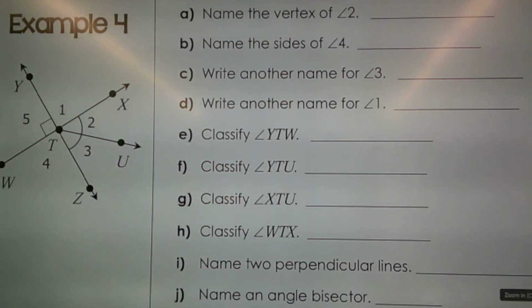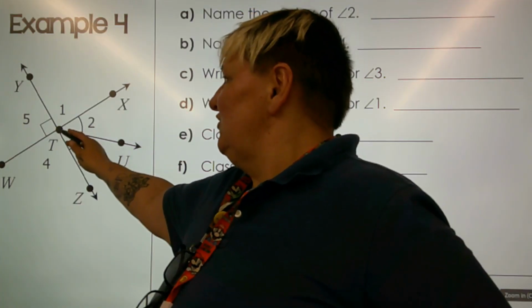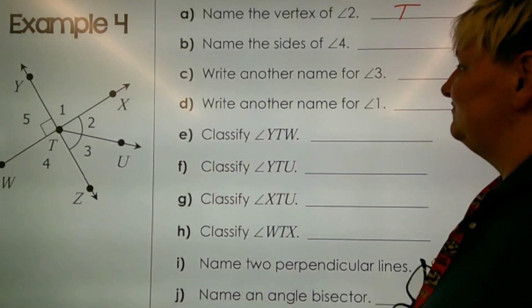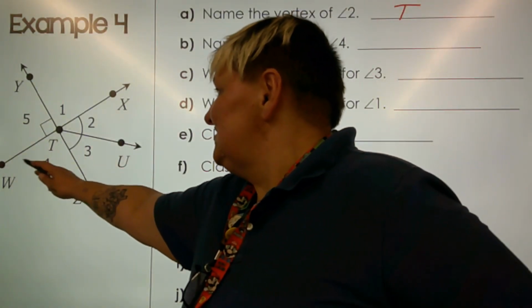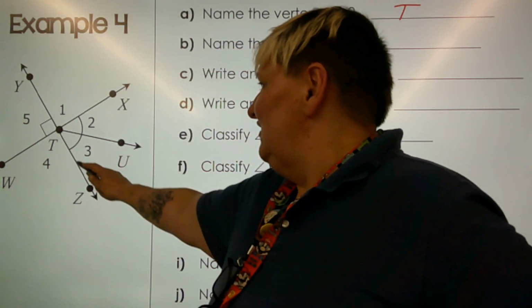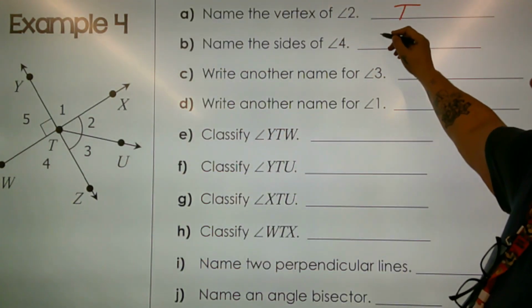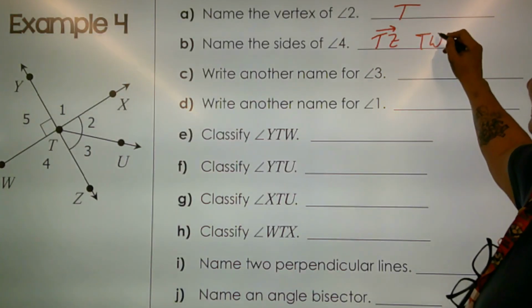Complicated. Let's look at it. Pause it and see if you can do it without my help. Vertex of angle 2. So we're talking about this angle. The vertex is T. Name the sides of angle 4. This is angle 4. The sides are TZ and TW.